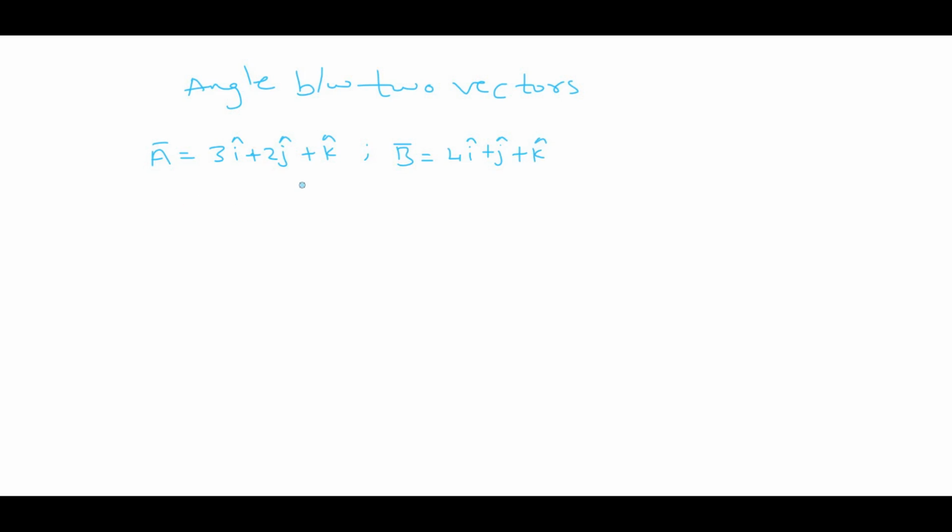Next important concept is the angle between two vectors. So for example, we have two vectors. A bar is equal to 3 i cap plus 2 j cap plus k cap, and vector B is 4 i cap plus j cap plus k cap. For example, these are the two vectors. Now what is the angle between vector A and vector B?